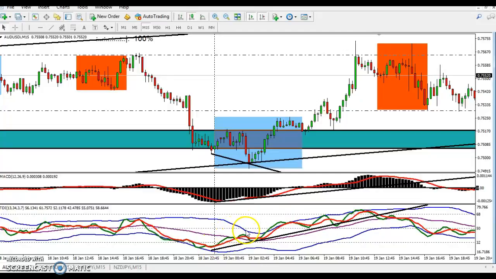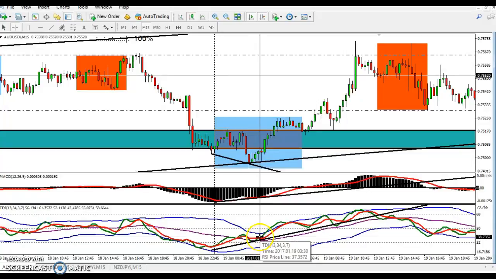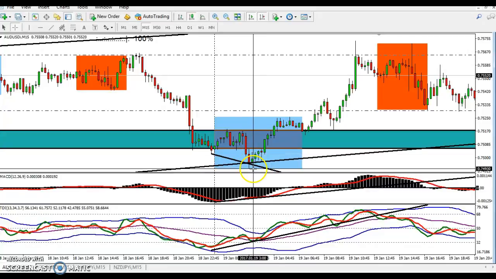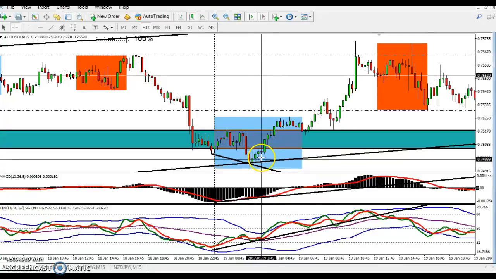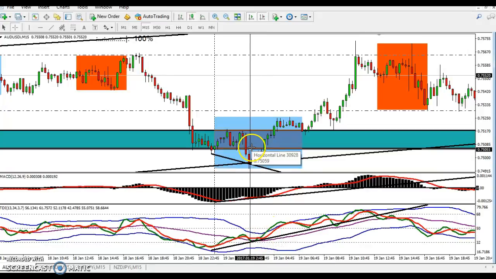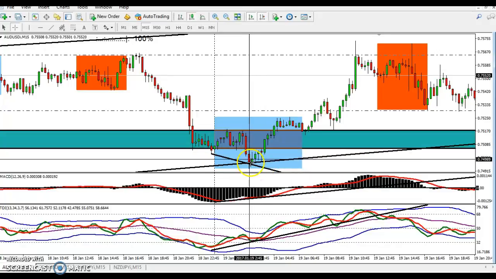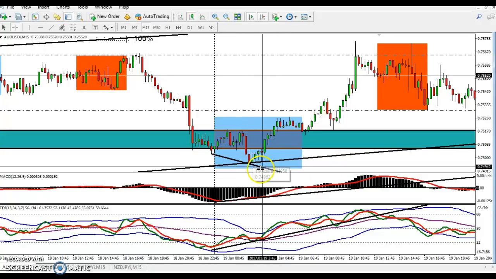As soon as it crosses back up, that's your signal to go right here. That candle pattern or this candle pattern, whichever one, your entry is going to be in the same hour. 1, 2, 3, 4. It's an hour. That's your entry zone right there.